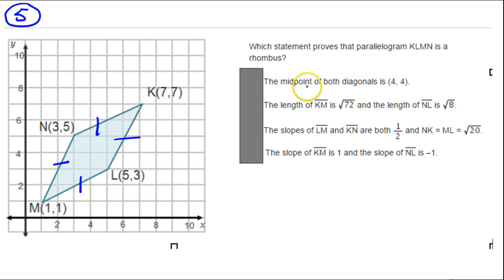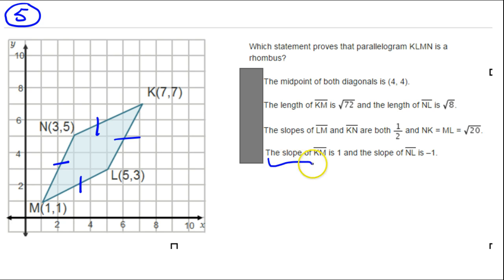Okay, so let's look for that. All right, this one's about midpoint. Okay, that would be true for any parallelogram. This is nonsense. The slopes of these are equal, and that statement just proves it's a parallelogram. That brings us down to this last one.